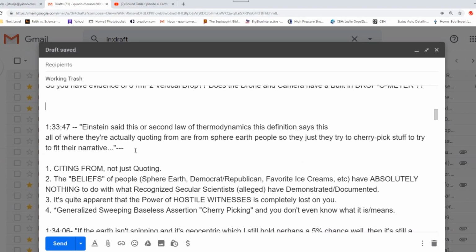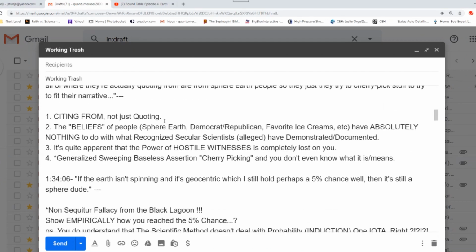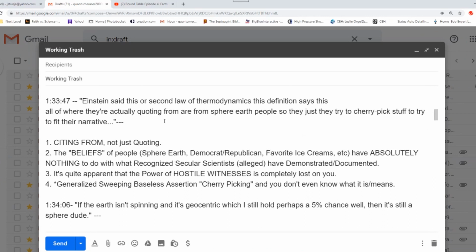(133.47). Einstein said this, or the second law of thermodynamics, this definition says this. All of where they're actually quoting from are Sphere Earth people, so they just try to cherry pick stuff to fit their narrative, right? Number one, it's citing from, not just quoting. All these knuckleheads don't know the difference between citations, quotes, references. They have big problems there.